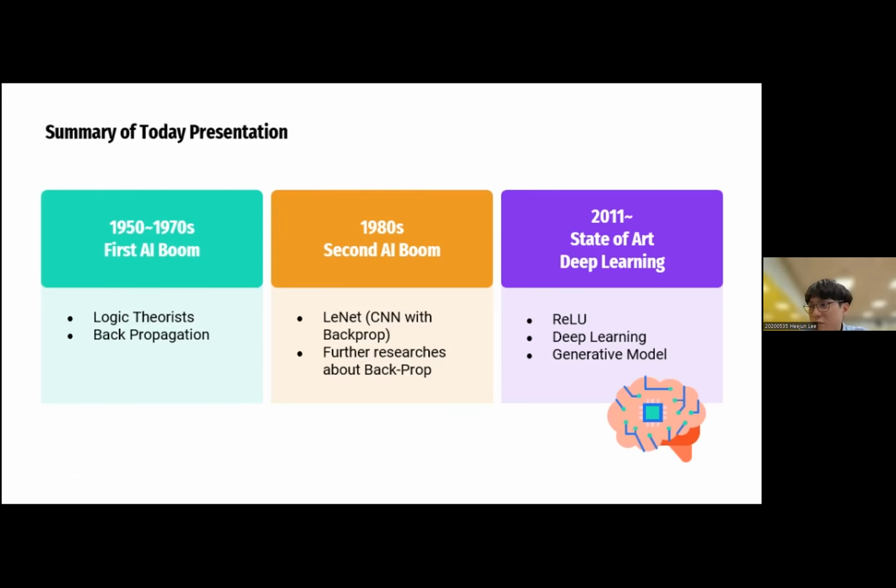These are the summary of today's presentation. First, we had the first AI boom, in which the Logic Theorist and backpropagation were introduced. Next, we have the second AI boom. We get LeNet, which is a convolutional neural network with backpropagation, and research about backprop. We may also include some practical machine learning algorithms in this era, such as the support vector machine. And decision trees? No, not decision trees, it is a very old model.